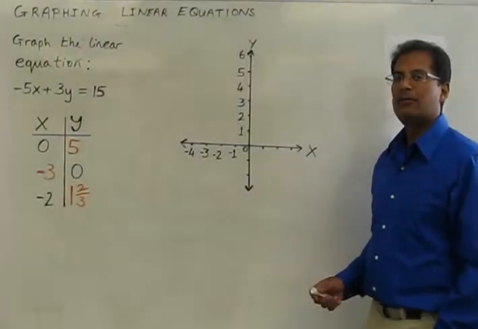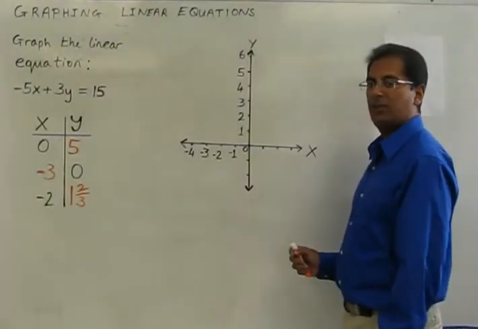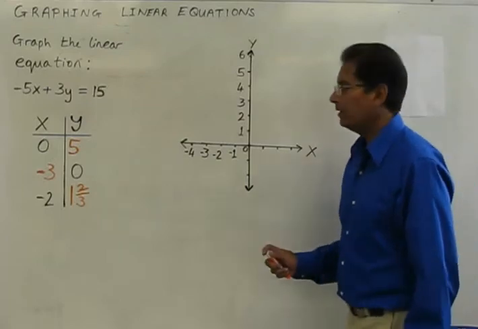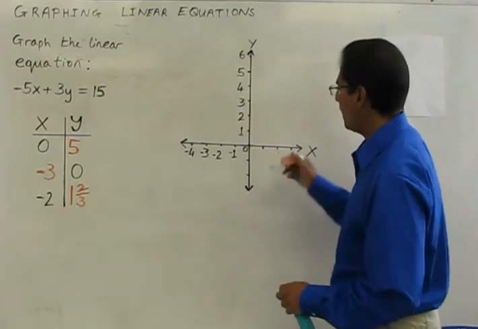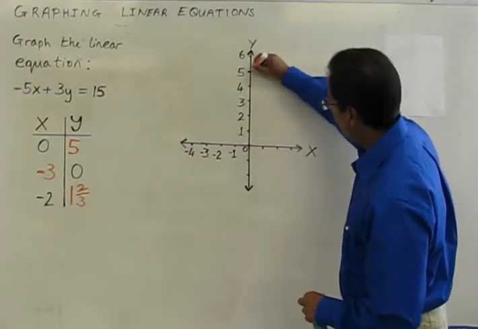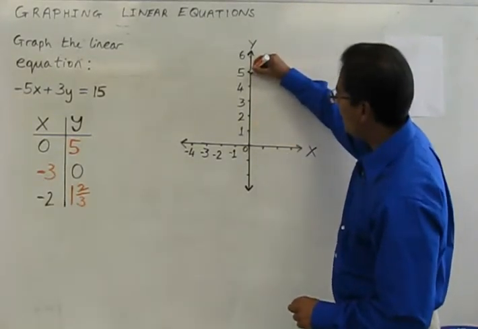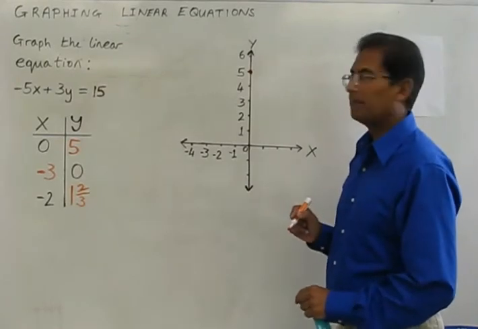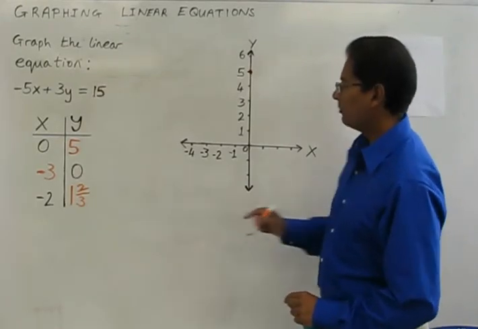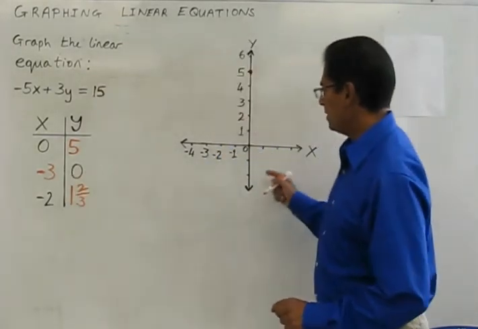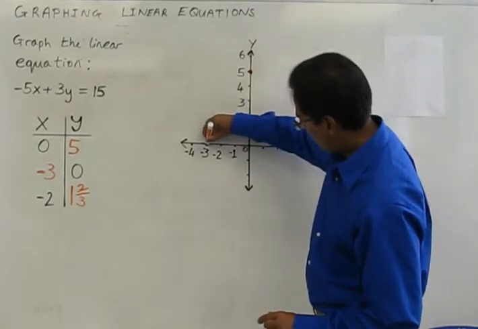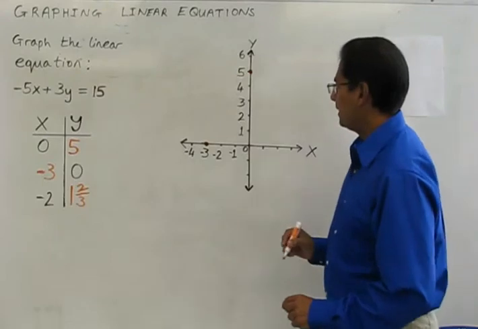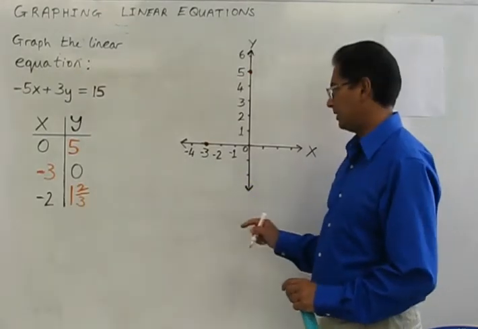We're now ready to plot these points to make this line. We first have the point 0, 5. So x is 0, y is 5. So we're actually on the y-axis. This is called the y-intercept. Next point is negative 3, 0. We go along negative 3, and then we go to 0. So that's negative 3, 0. And that's actually the x-intercept, that point.